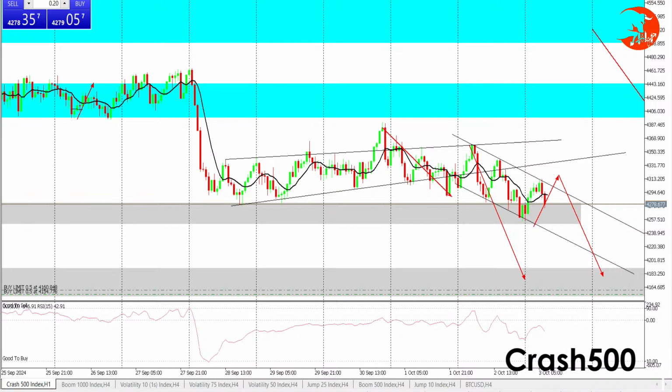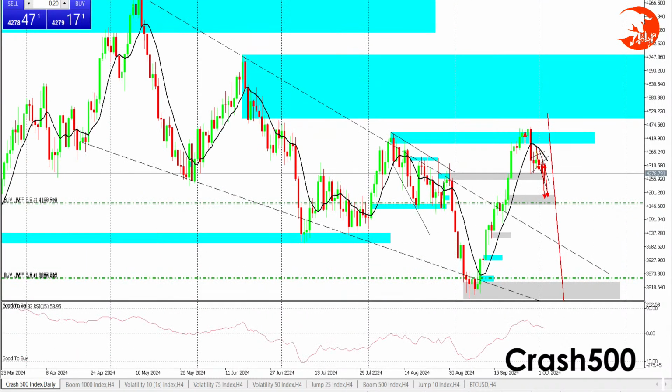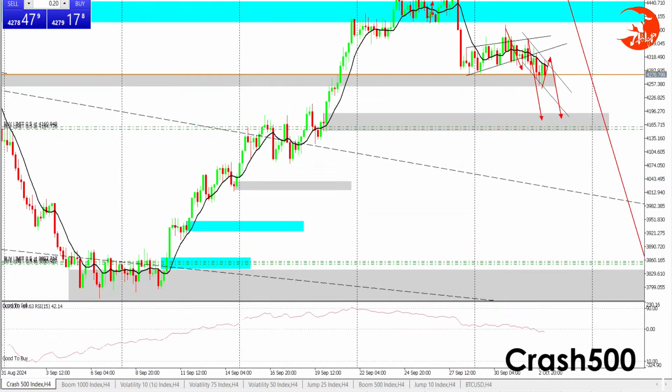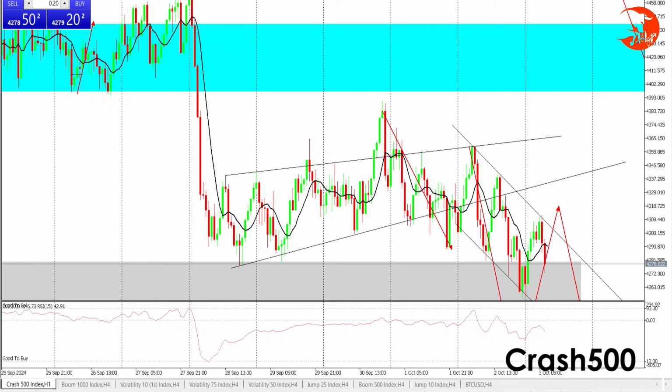So we have two analyses. If this becomes true, then it's going to keep on consolidating until it comes to this level, until it comes to that level down below here. But then we will have our buys from that level according to H4. That's what I'm now seeing, and I think it's the valid analysis.